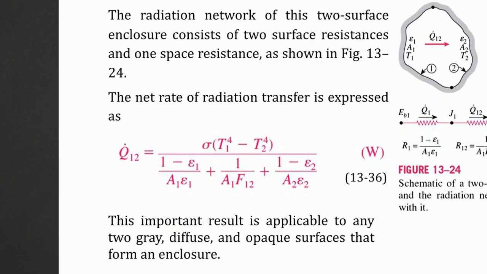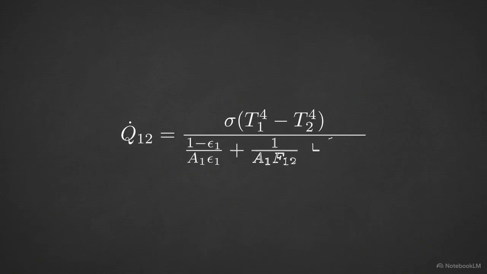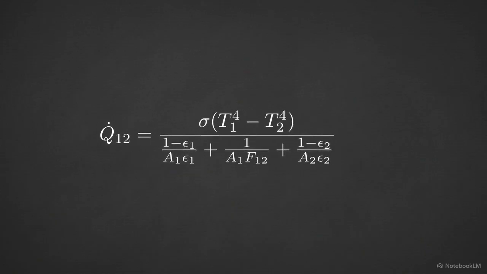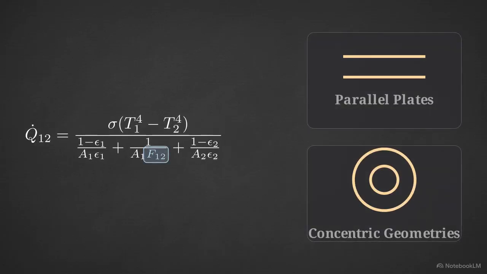This yields the master equation for net radiation transfer, calculating total heat flow by summing all three resistances. Each term in the equation's denominator maps directly to a visual resistor in the circuit diagram, covering surface properties and geometric spacing. This equation provides a universal algorithm for any two gray, diffuse, and opaque surfaces, though we can frequently simplify it further based on the shape of the enclosure.